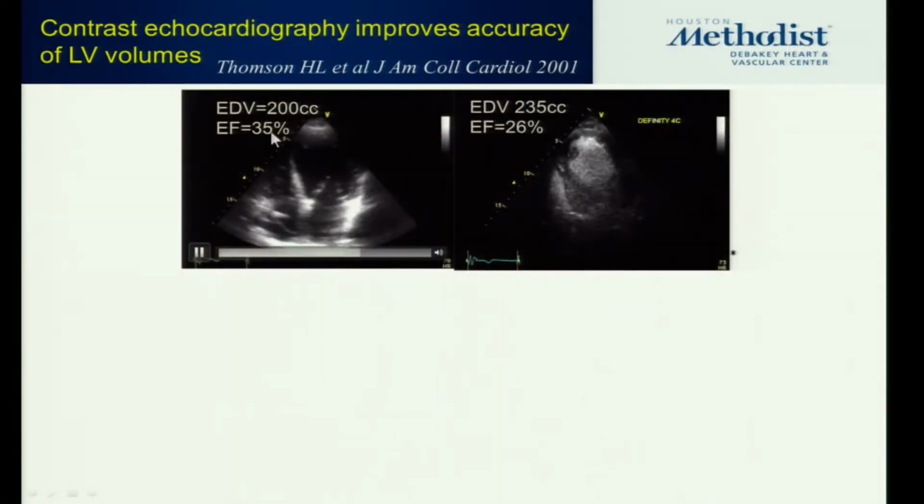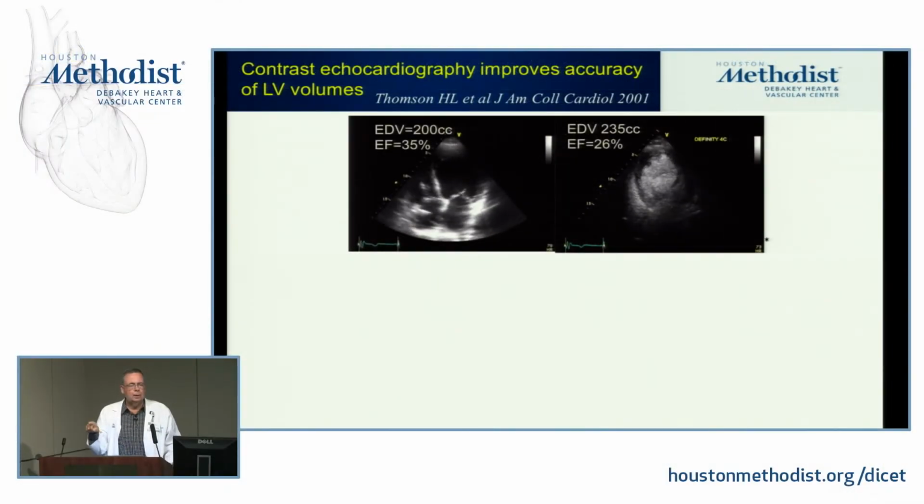So this is where contrast really helps, because you see, this is not a bad quality image. It was good enough that we could stop it and trace it. And we got an end-diastolic of 200 and EF of 35%. Whereas with contrast, it was a bigger heart and a smaller EF. And if this is someone you're trying to do a 2D echo to figure out need for AICD, well, that 35 versus 26 kind of becomes important, okay?